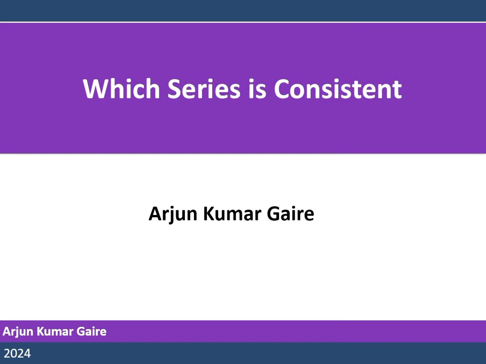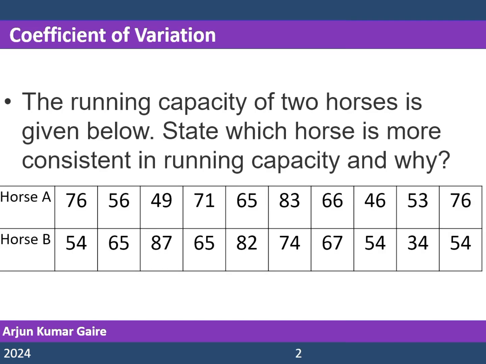In this video, we will discuss the consistency of the series for the comparison of two sets of data. The question is, the running capacity of two horses is given below. State which horse is more consistent in running capacity and why. And we are given the 10 data set of running capacity of the two horses, horse A and horse B.